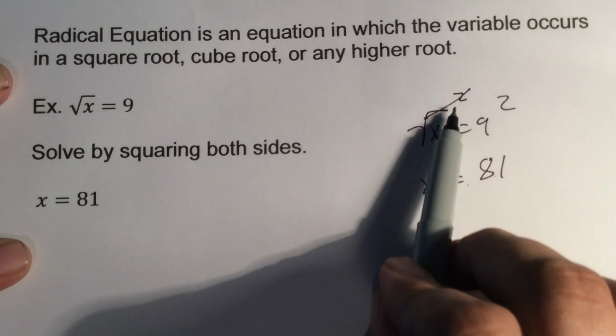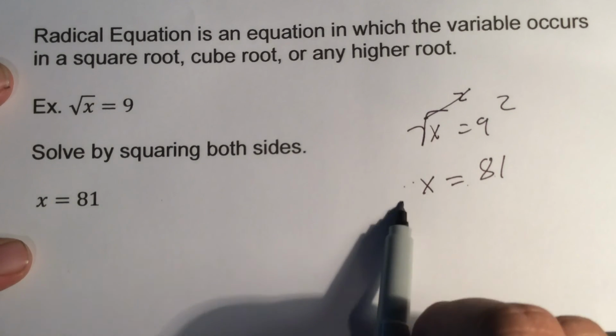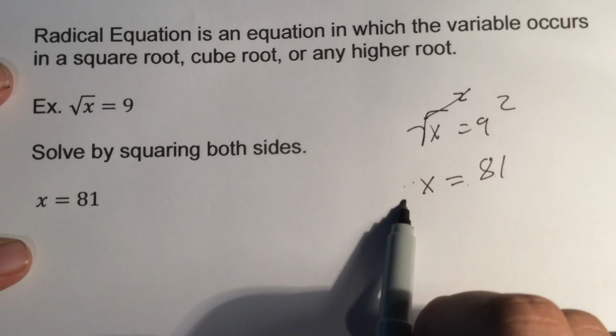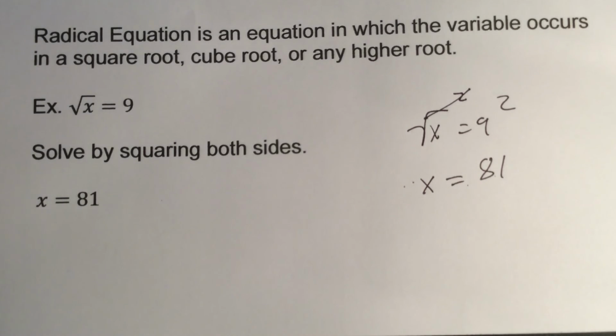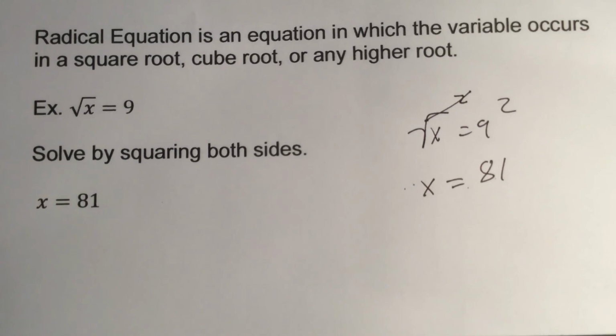Now, if we're going backwards, if we're squaring, getting rid of a square root, we don't have to worry about a plus or minus here. That's only when we're square rooting to solve that we need the plus or minus. So here, square it, cancel it, boom, we're good to go.